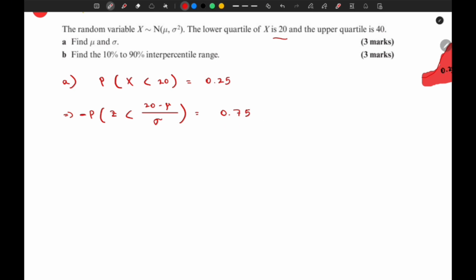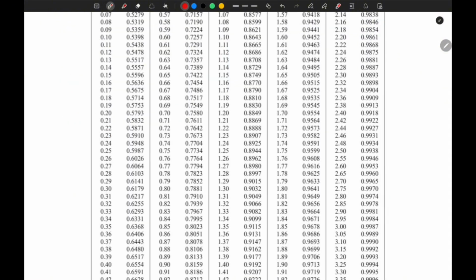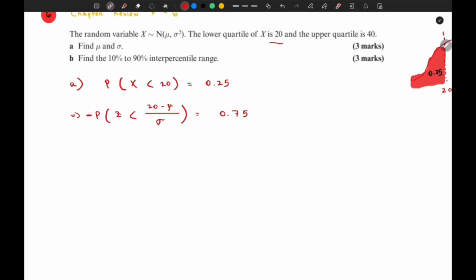Now we need to go back to the statistical table. In the statistical table, there is no exact value for the probability to be 0.75, but there is a close value, which is this one. So when the probability is 0.7486, the value of z is 0.67. So we can take this value. So we can say that this is equals to 0.67.